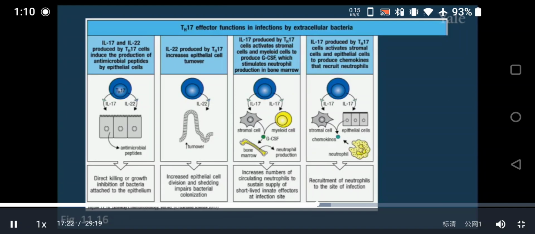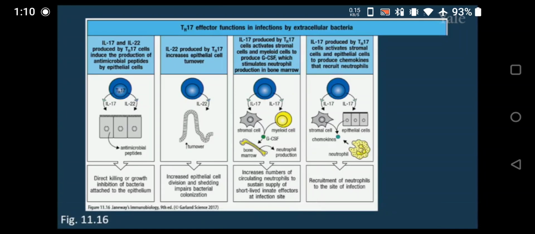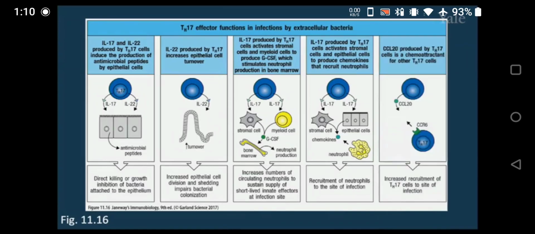IL-17 will also activate stromal and epithelial cells to produce the chemokines that recruit the neutrophils being produced in the bone marrow, and produce CCL20, which is a chemoattractant for other Th17 cells. So it essentially amplifies the response and helps all of these other panels occur.